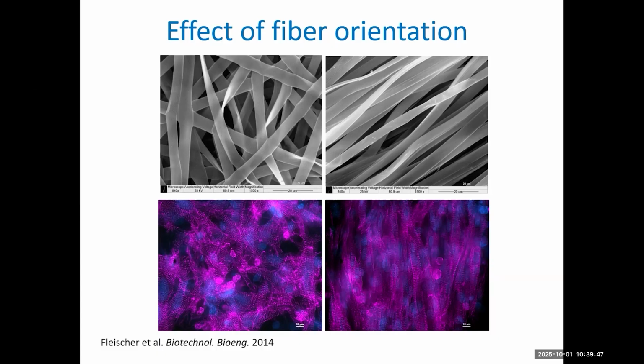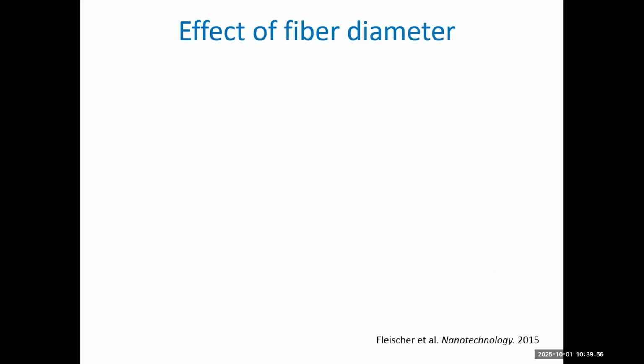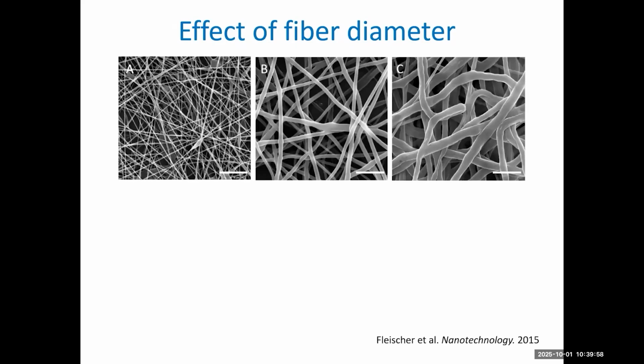Without the alignment, this cannot be done. So this is one example of how the morphology can change the outcome of the tissue. Another one is the effect of fiber diameter. So we created nanofibers, 1 micrometer fibers or 5 micrometer fibers in diameter.